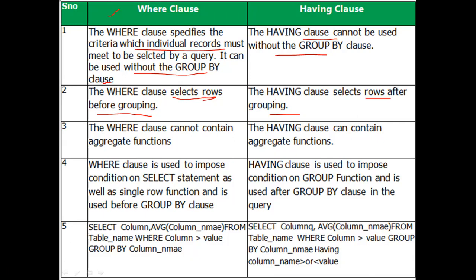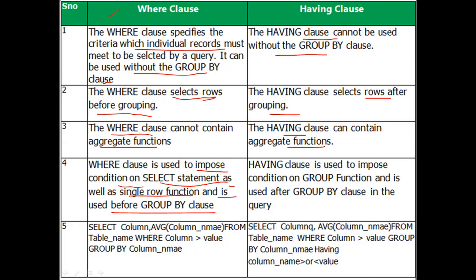The WHERE clause cannot contain aggregate functions. If you want aggregate functions, you need to have a GROUP BY clause. Without a GROUP BY clause, you cannot write the aggregate functions. So the WHERE clause cannot contain aggregate functions. The HAVING clause can contain aggregate functions.